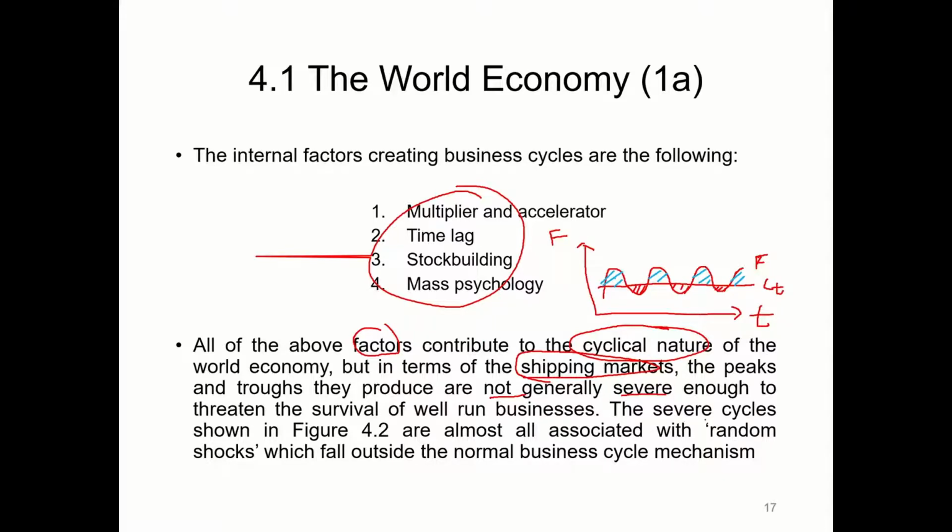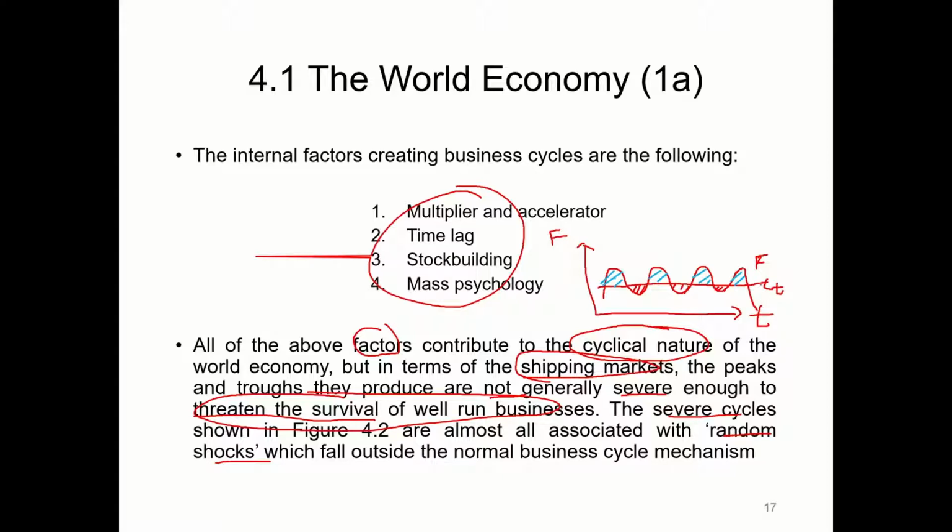So it is what we call the severe cycles, such as random shocks, that will threaten the survival of well-run businesses. It's not the internal factors, it's mainly the external factors that cause shipping companies to lose a lot of money. As a result, it threatens the survival of long-run businesses. For example, the COVID-19 pandemic would have affected the whole economy, reducing the prices of shipping services.